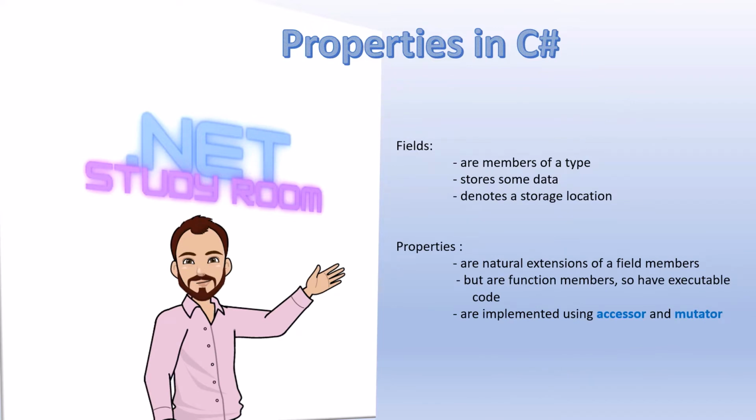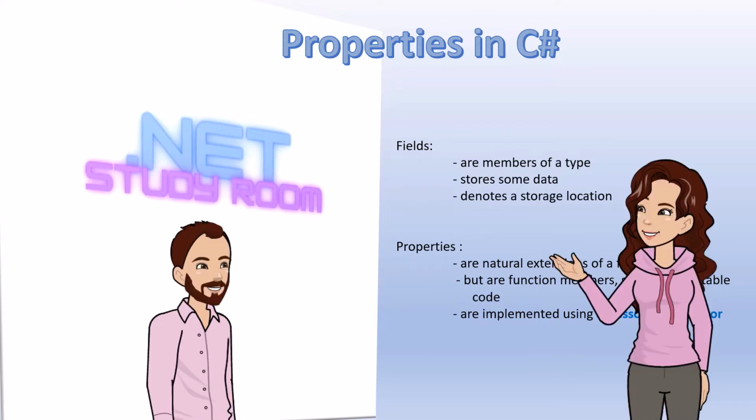We know that field members are used to store some data, and they denote a specific memory location. The properties, on the other hand, do not directly denote a storage location. Instead, they are implemented with accessor and mutator. Wow, Mark, that is something new. Accessor and mutator. What are these things?